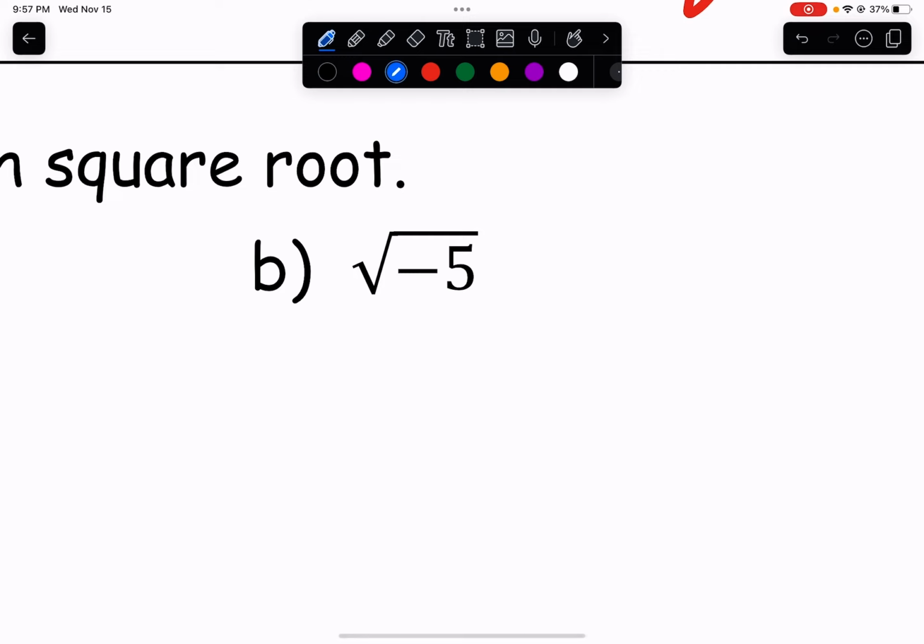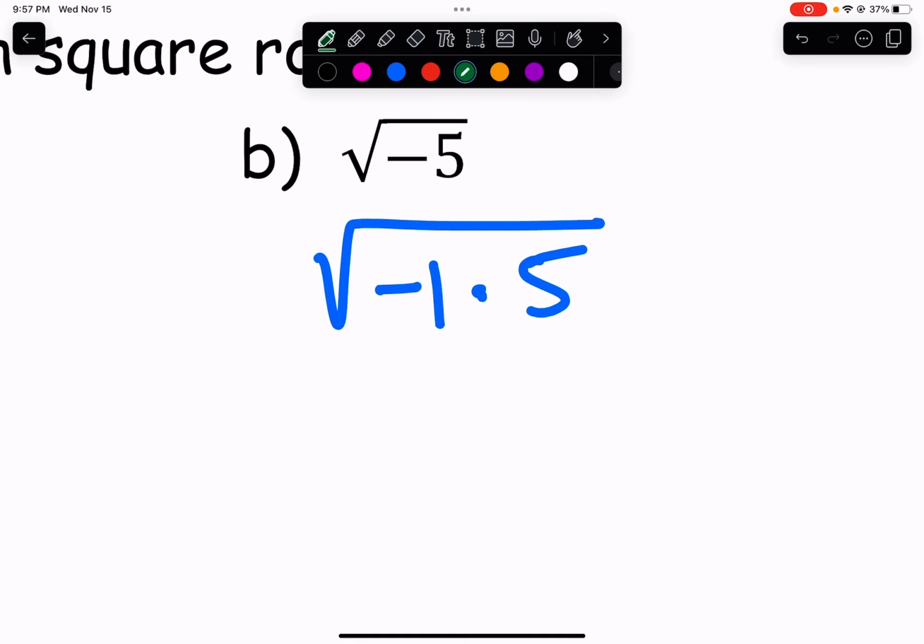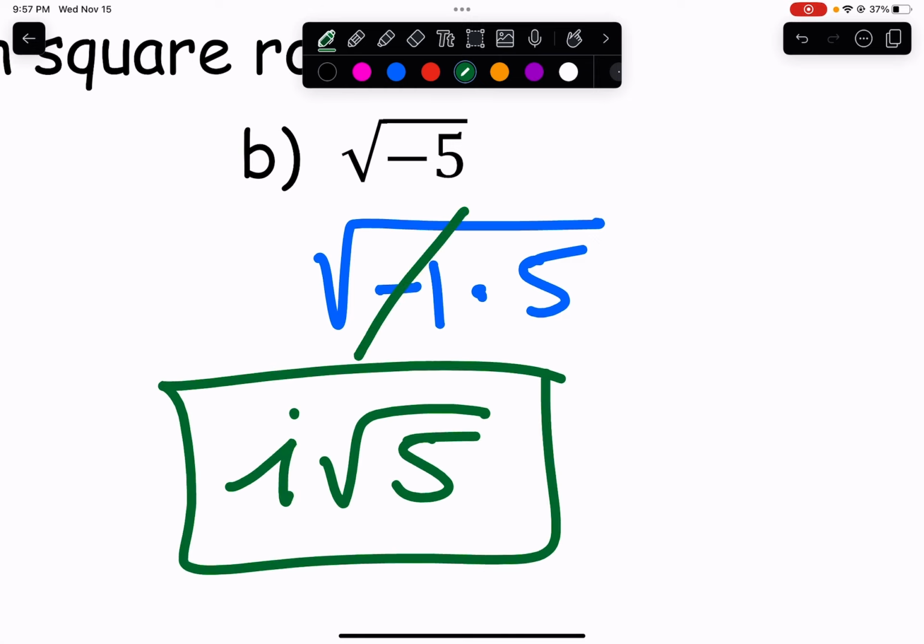All right, if we look here. Now, we know we can't take the square root of 5, but we can take the square root of -1. So we could break -5 down into -1 times 5. Square root of -1 is i. We get i root 5.